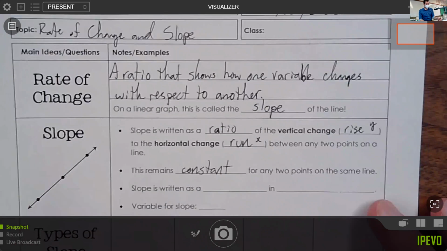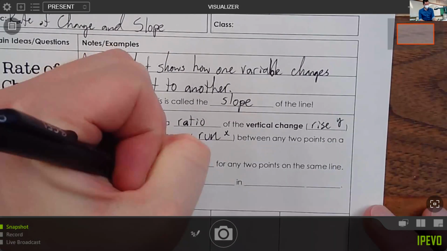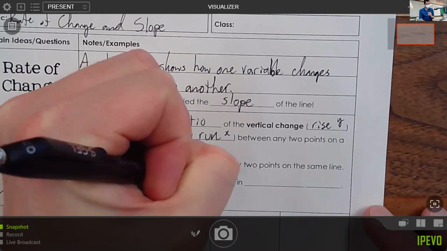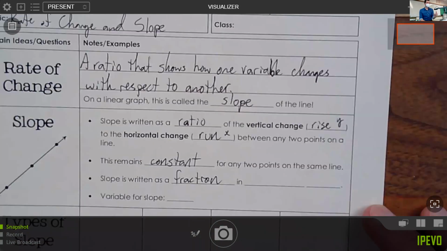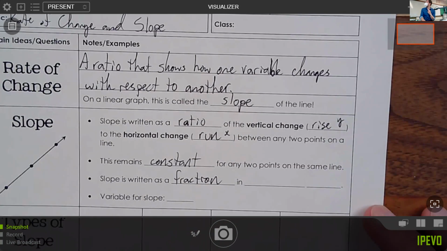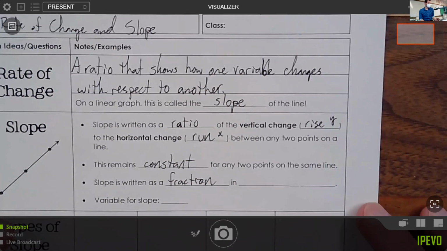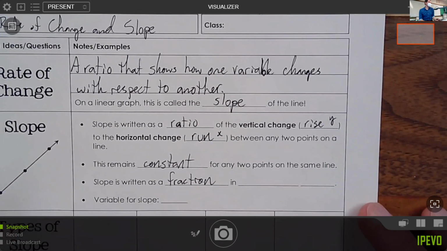Slope is written as a fraction. So here's where we're using the word fraction, because ratios are fractions. And we're going to write it as a fraction in, how should we always write fractions? Like in general, if you have a fraction, how should it always be written?